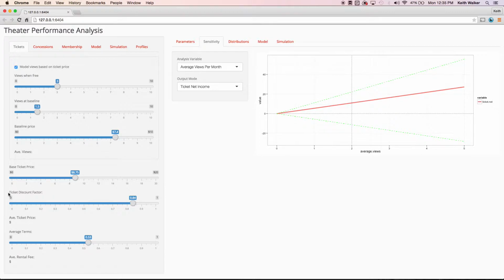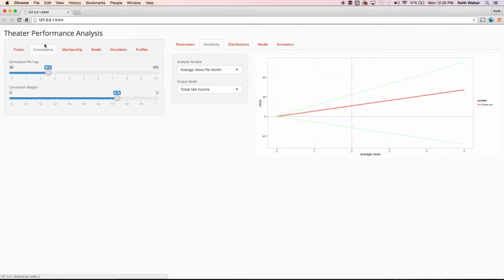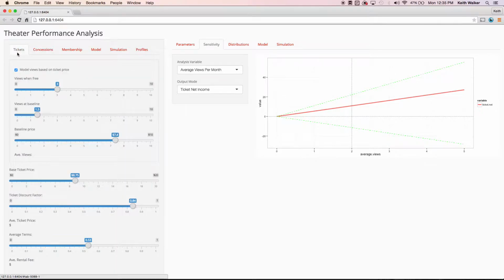And from this information, which is ticket price, what's the rental fee on average, what's the concession per cap on average, what's your concession margin, we can compute the revenue. I guess we'll start with this. We can compute the revenue per person that walks through the door on average, and then we can also look at all the variable costs associated with that person walking in the door. So this model only looks at total revenue and variable costs.